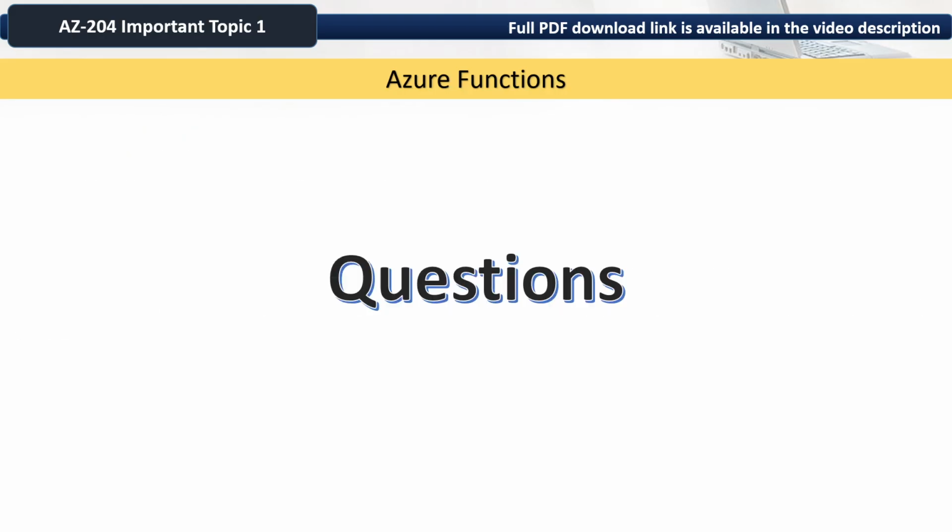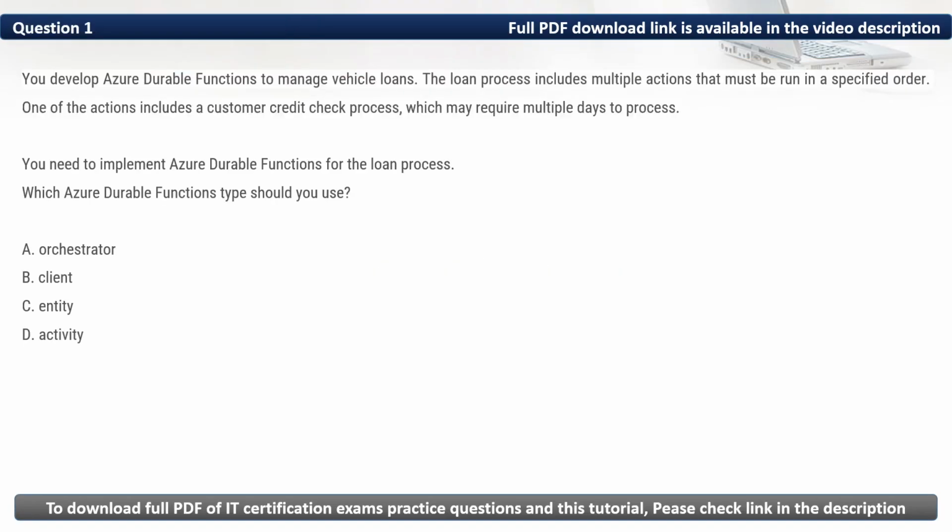Now the questions related to the same topic. Question 1. You develop Azure durable functions to manage vehicle loans. The loan process includes multiple actions that must be run in a specified order. One of the actions includes a customer credit check process, which may require multiple days to process. You need to implement Azure durable functions for the loan process. Which Azure durable function type should you use?